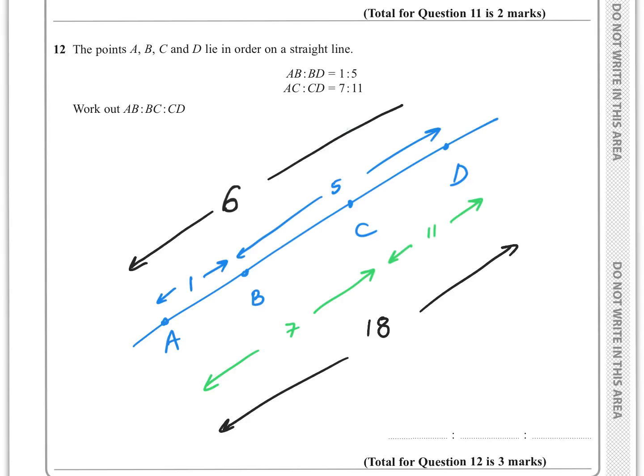So as it's the same straight line, and it's the same distance from A to D, there seems to be a multiplying factor here of timesing by 3. So one way of looking at this is to say that if it was 1 on this side, it's multiplied by 3, it would be 3 here. But as this is 7 altogether, that only leaves 4 for this part. And then this part is already done for you, it's 11. So my final answer would be AB is 3 parts, to BC, which is 4, to CD, which is 11. And that would be the simplest way of tackling this question.